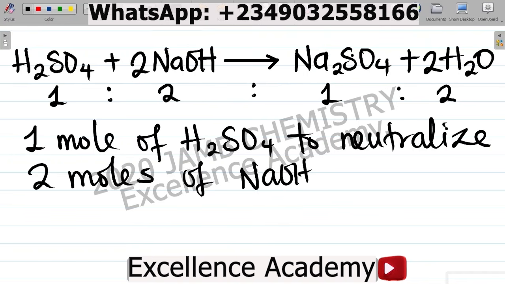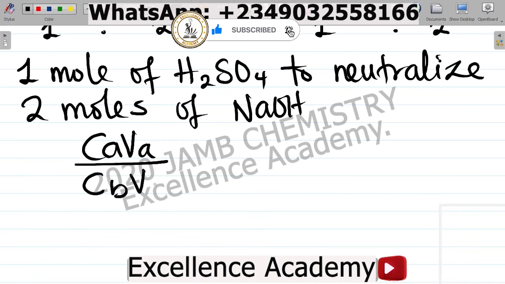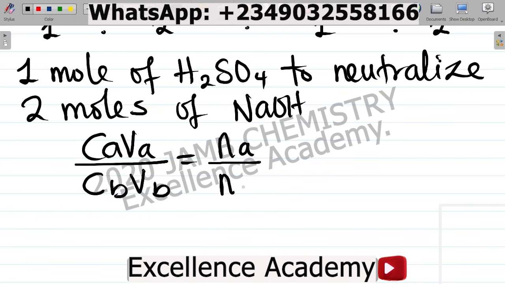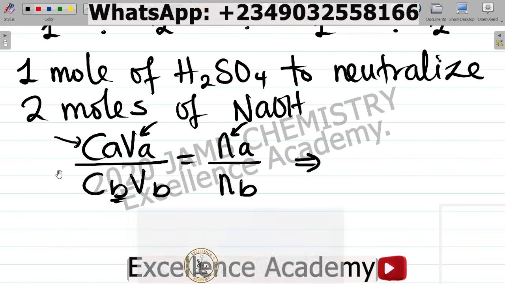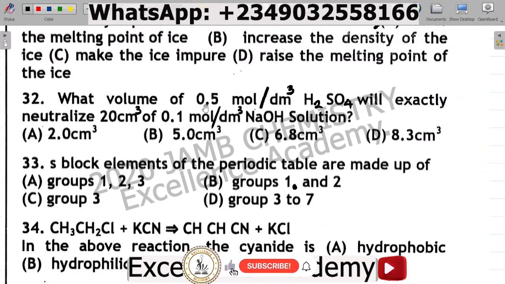All right. So with this, we can use the formula CAVA over CBVB is equal to number of moles of A over number of moles of B. Right? C simply means concentration, V means volume, N means number of moles. A is for acid and B is for base. All right, let's put in these values. Ca, concentration of acid. Let's see what they give to us here. They said what volume of 0.5 mole per dm cube H2SO4.